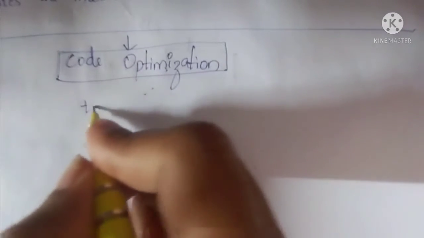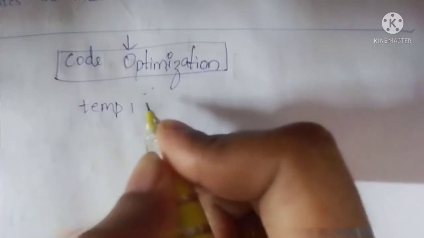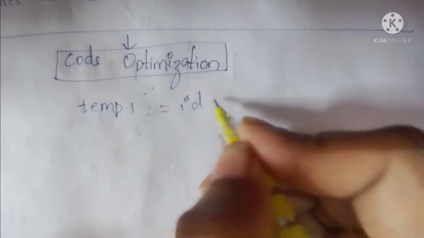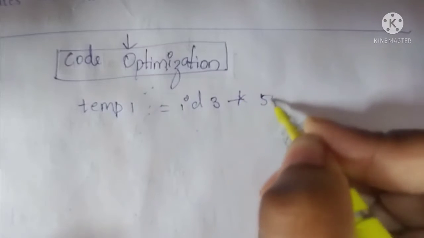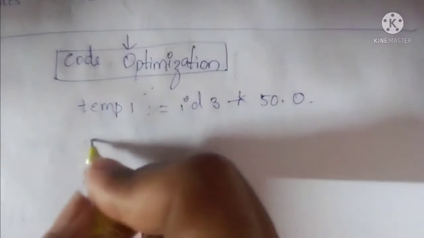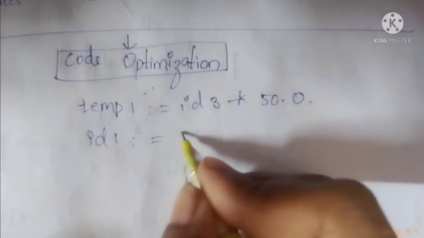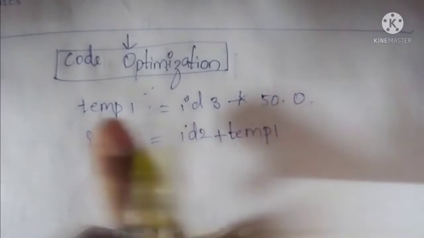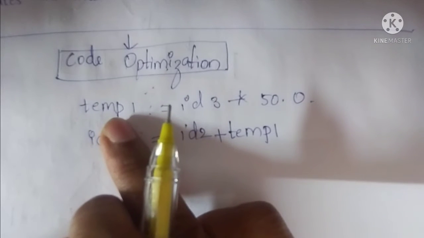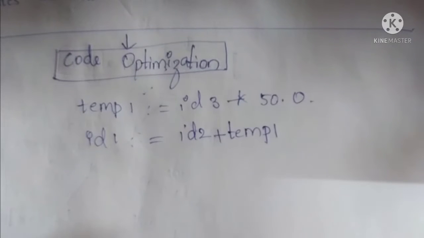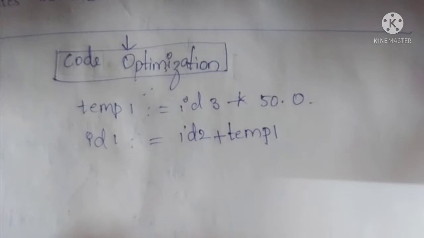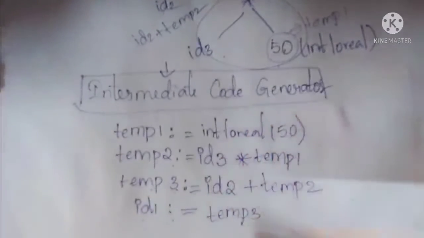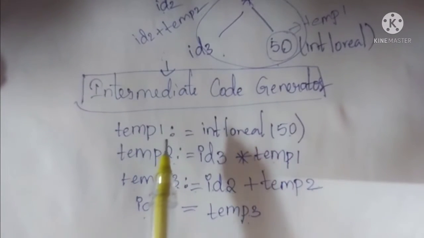Take temp1 equal to id3 into 50.0 and id1 equal to id2 plus temp1. So what is meant by temp1? In temp1 it is going to store id3 into 50. I'll show you here. See here, in the temporary variable in the code optimization, it is going to convert this whole.